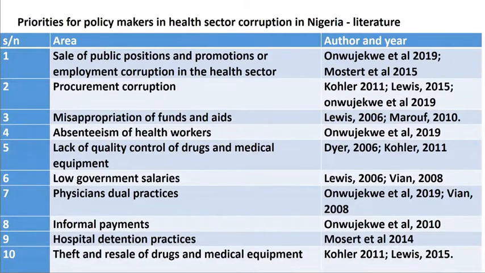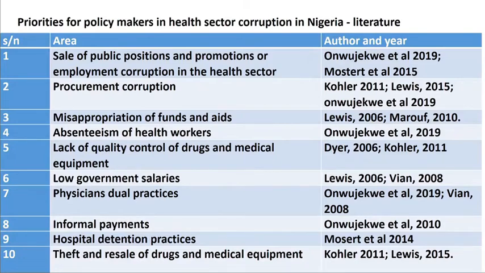If you look at the findings from literature, we identified, from different types of literature, top corrupt practices. They include sale of public positions, procurement corruption, absenteeism, dual practice, informal payments, and hospital detention practices. So there are so many of them which were identified as priorities. I would like to pay more attention to what we got from the nominal group technique.